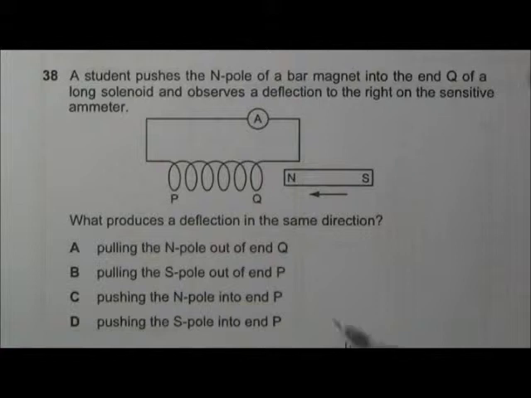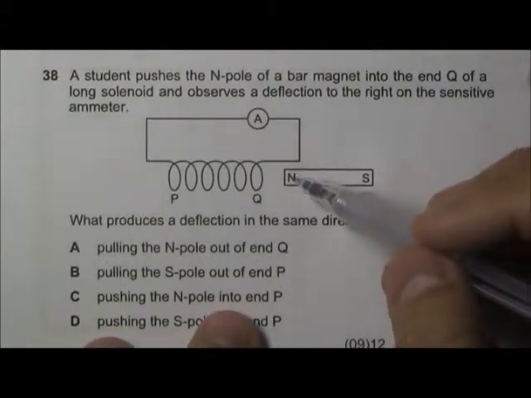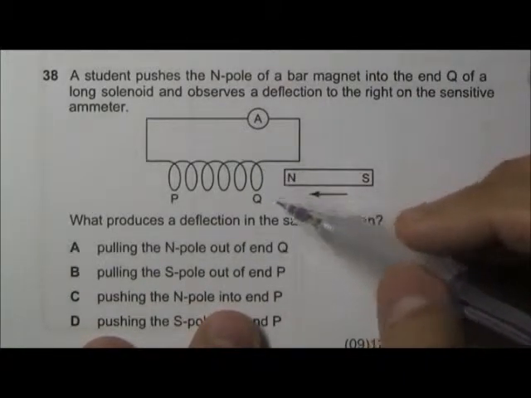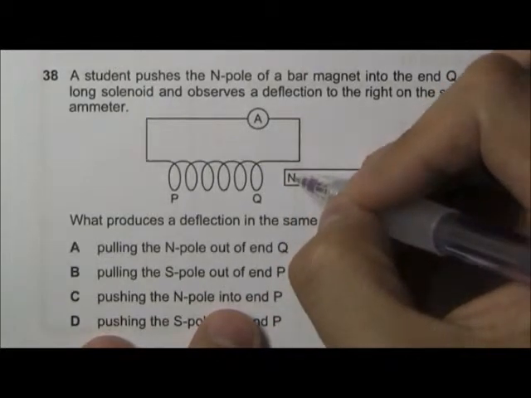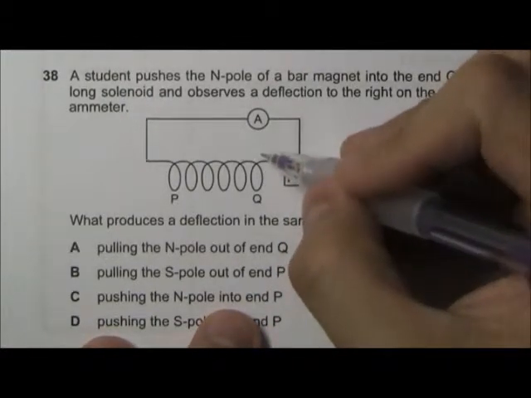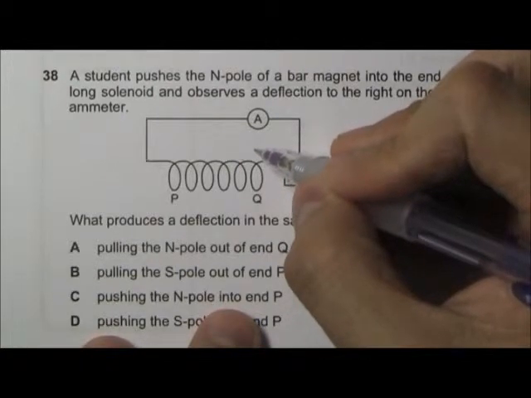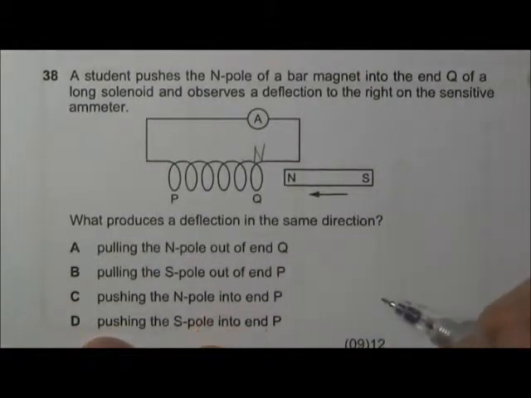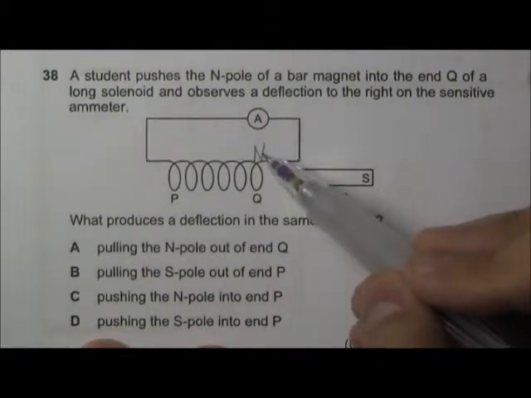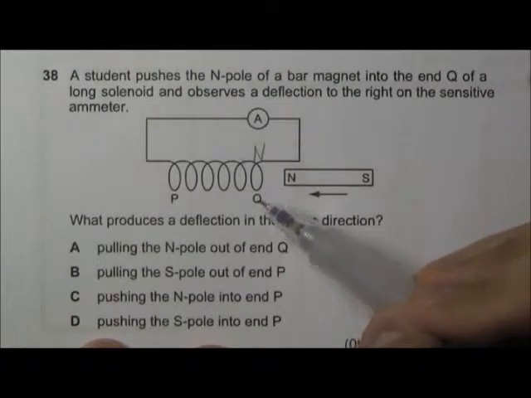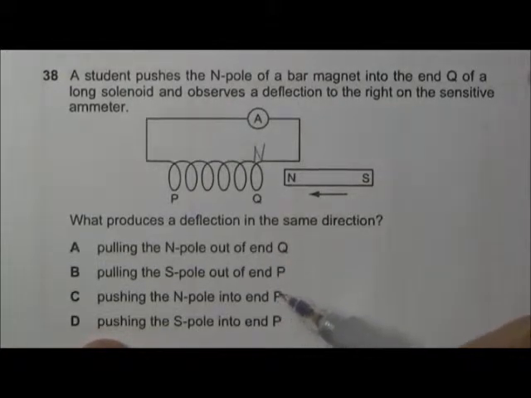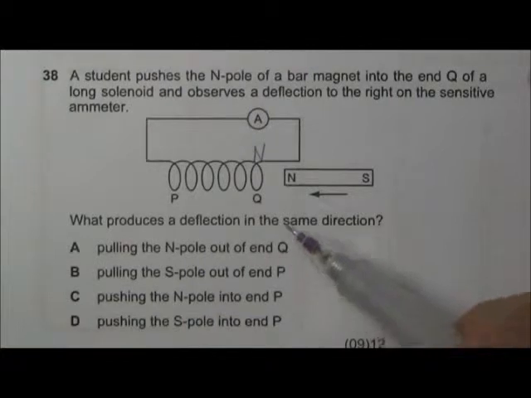Okay, in this question, if you were to push in the North Pole, a current will be induced in the direction such that it will produce a pole here to oppose the change. So since this North Pole is coming in, the current flows in the direction such that it will induce a North Pole here to push out the North Pole. So inducing a North Pole at position Q is going to give us a deflection to the right. So we look at the four options and see which one will induce a North Pole at position Q, and that will be the answer.